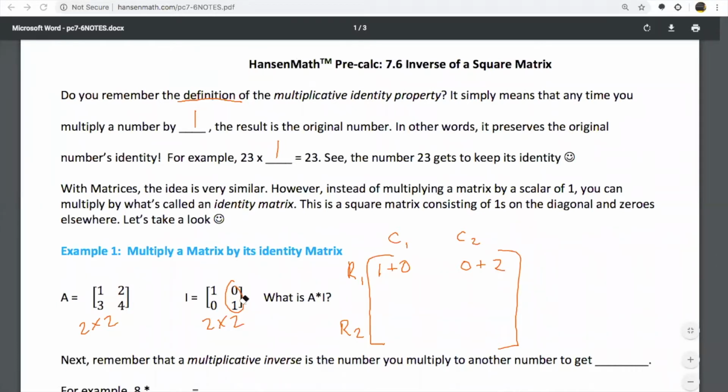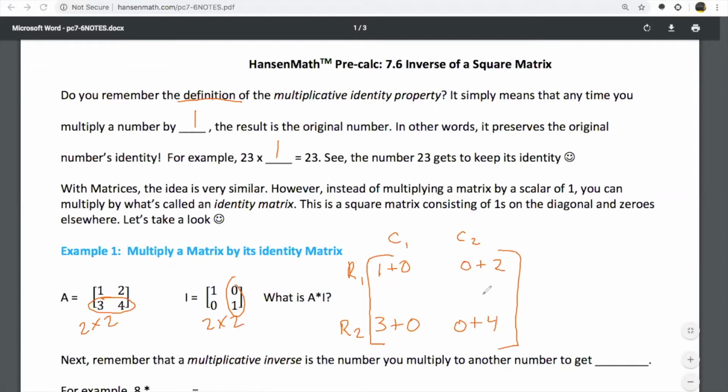So now we're going to work on row 2. We have row 2 times column 1. 3 times 1 is 3, plus 4 times 0 is 0. And then finally, we're going to do row 2 times column 2, which will give us 3 times 0 is 0, plus 4 times 1 is 4.